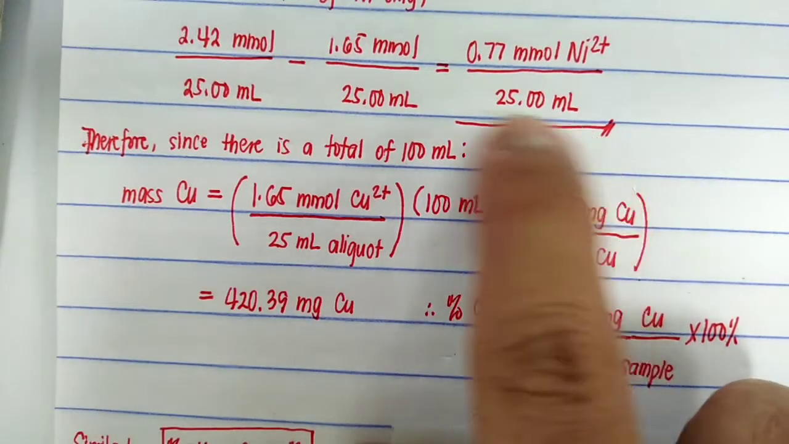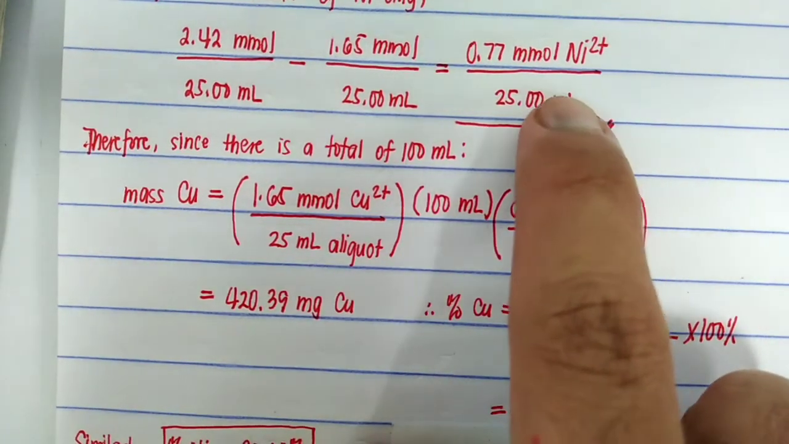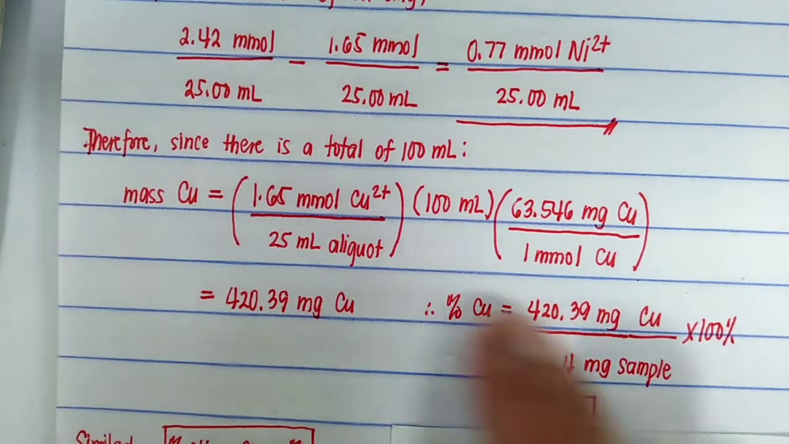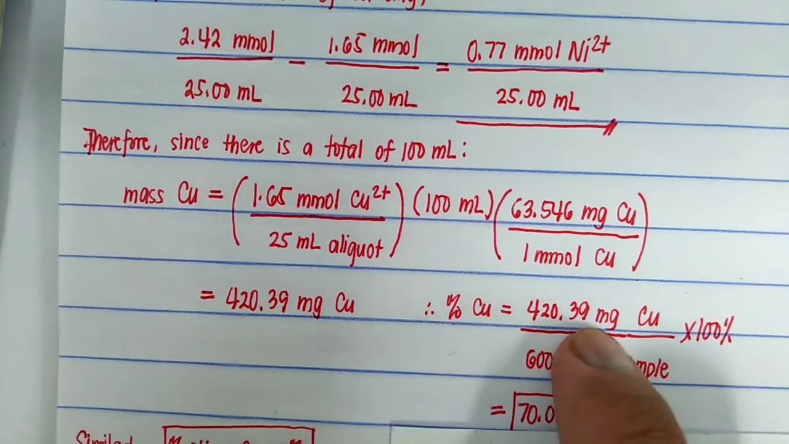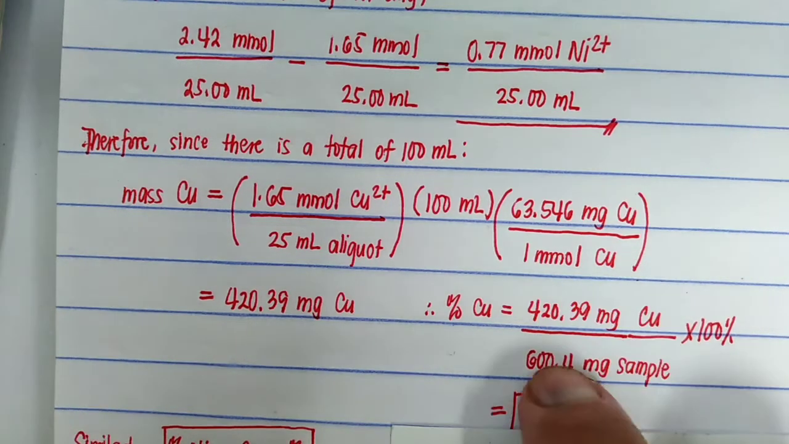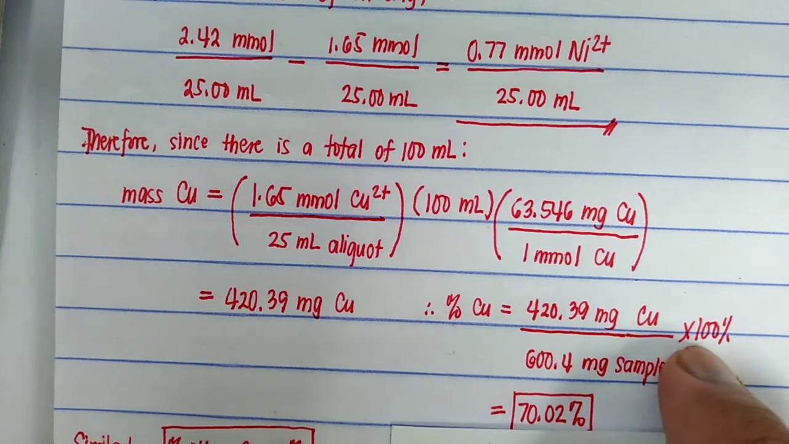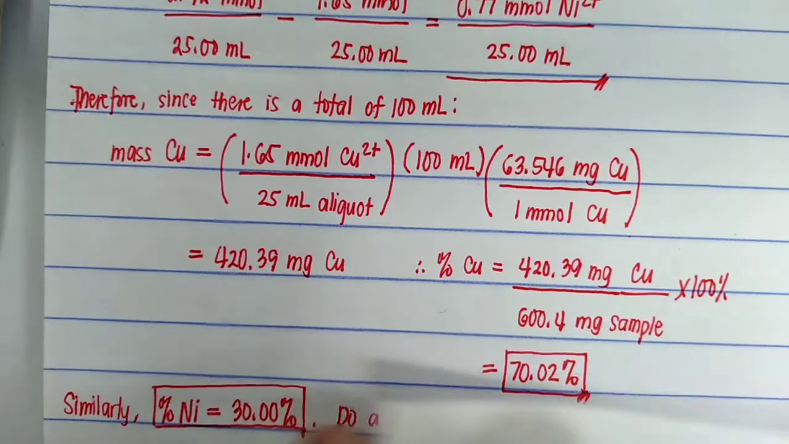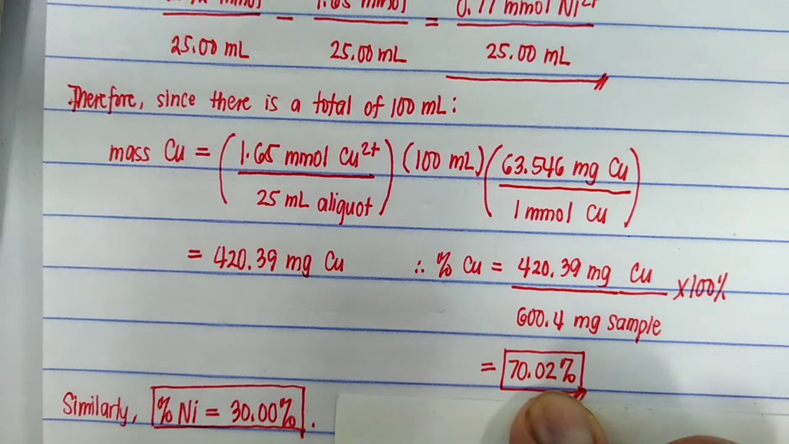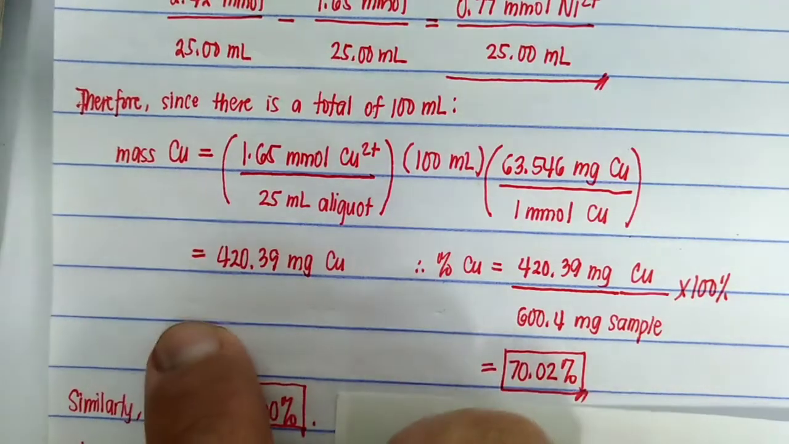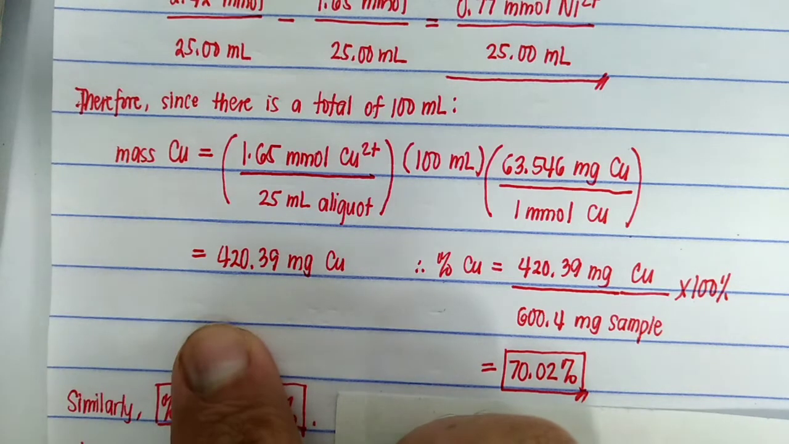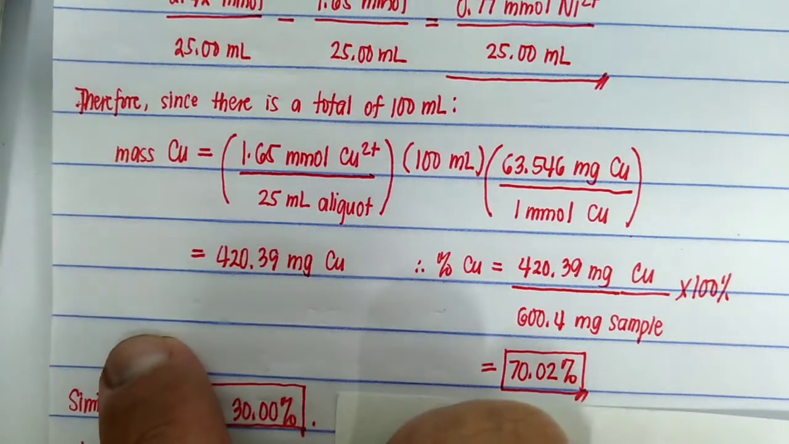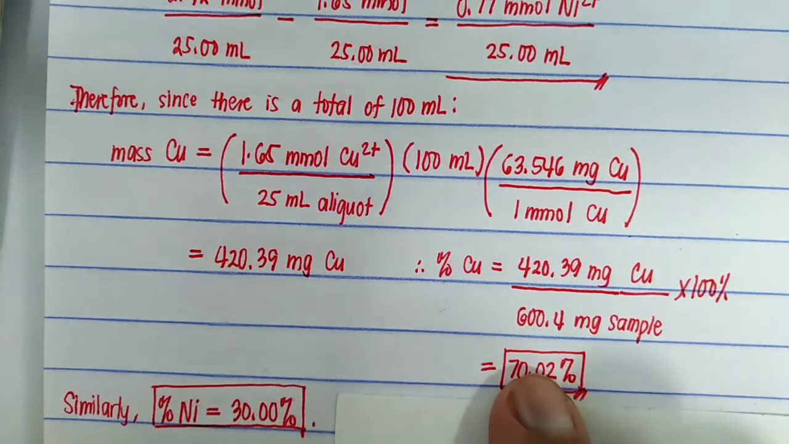Now using this information right over here for nickel, I can do a similar computation to find the mass of nickel. Now once I find the mass of nickel, I plug it in here to the percent composition equation. So that mass divided by the total mass of the sample times 100% will give me an answer of 30%. Do this one for the copper and for the nickel as well. I just took a shortcut so that this video will not be too long, but in your solutions you have to show the computation for the mass of nickel and the percent of nickel as well.